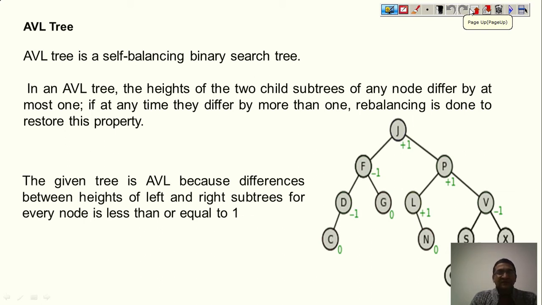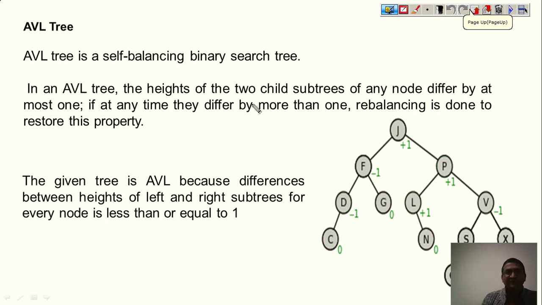So here the balancing is done by comparing the height of any node, and if the height of the node differs by more than one, then we will realize that the tree is actually extending to one side. So whenever you find that the difference of the height is more than one, then we need to take some action so that our tree remains balanced.